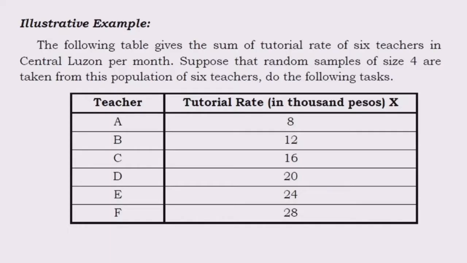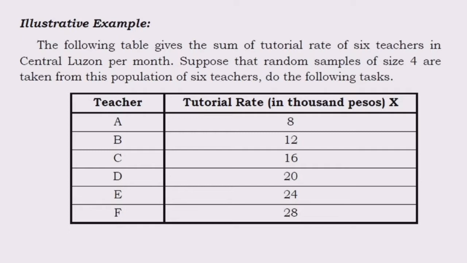To fully understand the topic, let's take this example from your module on page 8. The following table gives the sum of tutorial rate of 6 teachers in Central Luzon per month. Suppose that random samples of size 4 are taken from this population of 6 teachers. Do the following task. Take note that this tutorial rate is in 1,000 pesos.